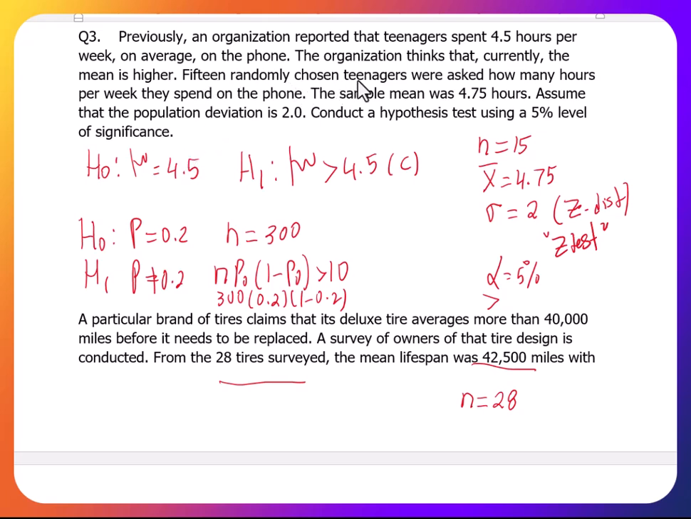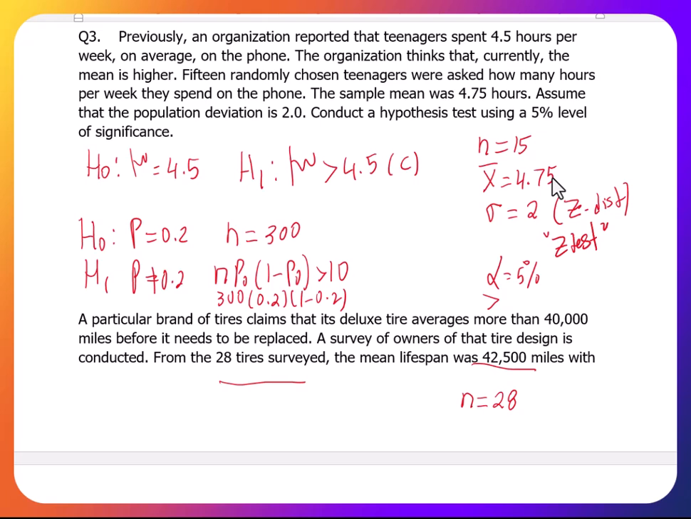15 randomly chosen teenagers were asked. So n is 15. So this is a test for the mean, not the proportions. That's section 10.3. 15 randomly chosen teenagers were asked how many hours per week they spend on the phone. The sample mean was 4.75.